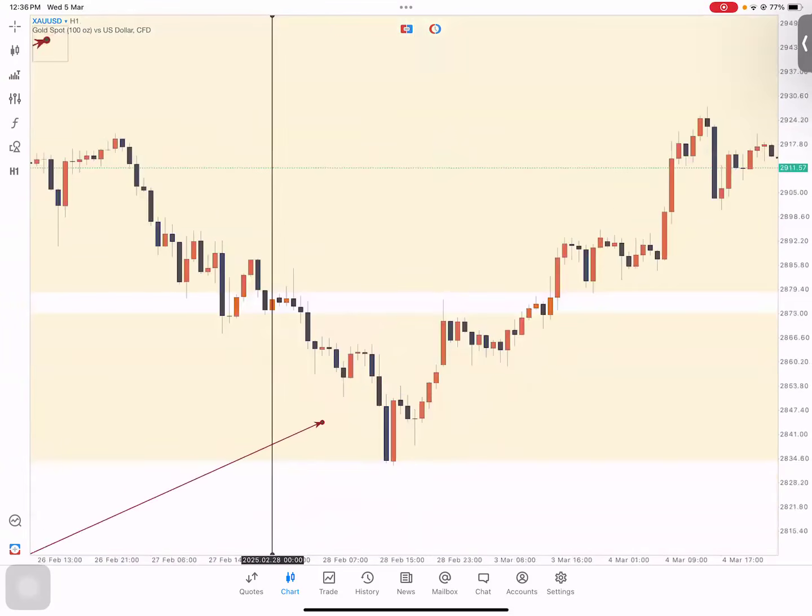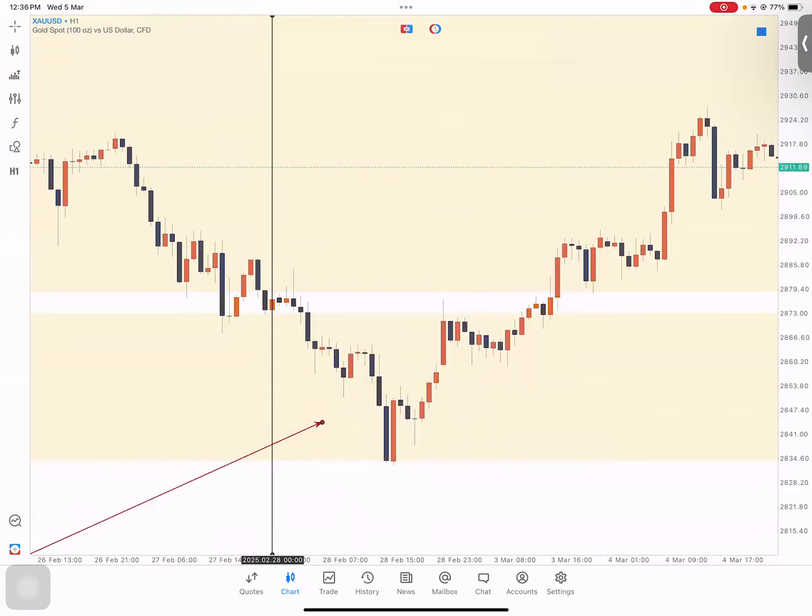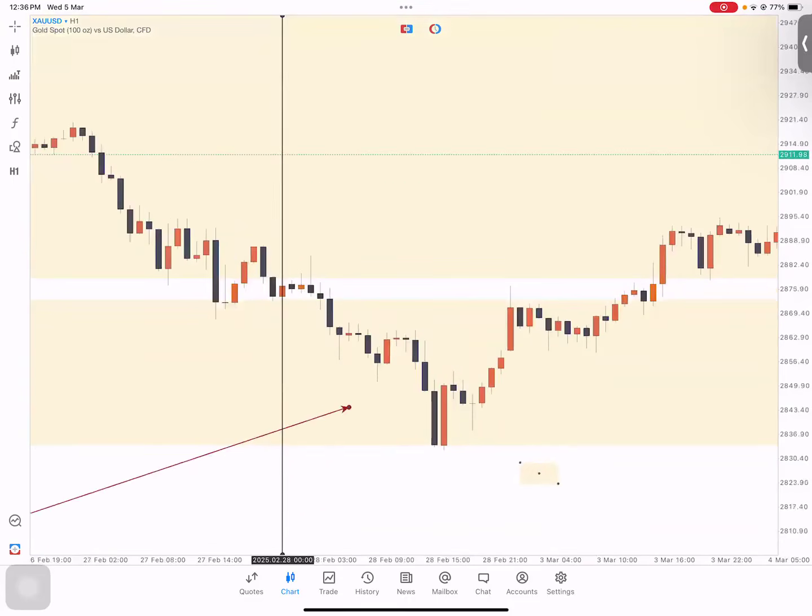On H1, I start marking my zone when one engulfing buy is created. In this situation, I have one engulfing buy by that time. But if I put the zone at this one, it has already broken out. So I know I cannot enter here. Why? Price is not ready yet. This is the H1 story.